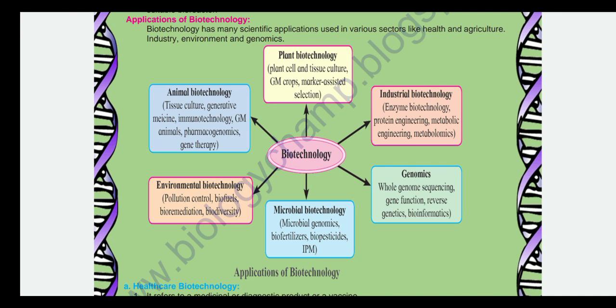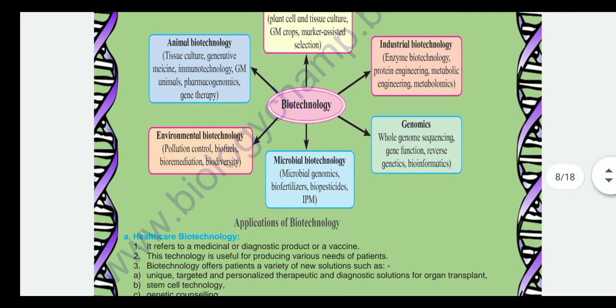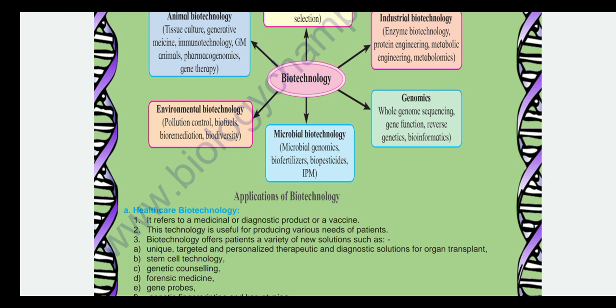In microbial biotechnology, microbial genomics, biofertilizers and biopesticides can be produced using biotechnology. In environmental biotechnology, there is pollution control, biofuels, bioremediation and biodiversity, where different kinds of bacterial and fungal cells are used. And in animal biotechnology, again there is tissue culture, regenerative medicines, immunotechnology, genetically modified animals, pharmacogenomics, that is the production of medicines, and gene therapy. First one, that is healthcare biotechnology.